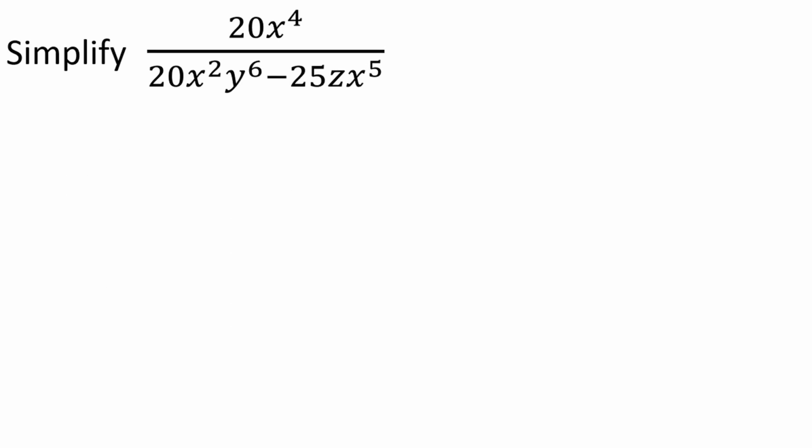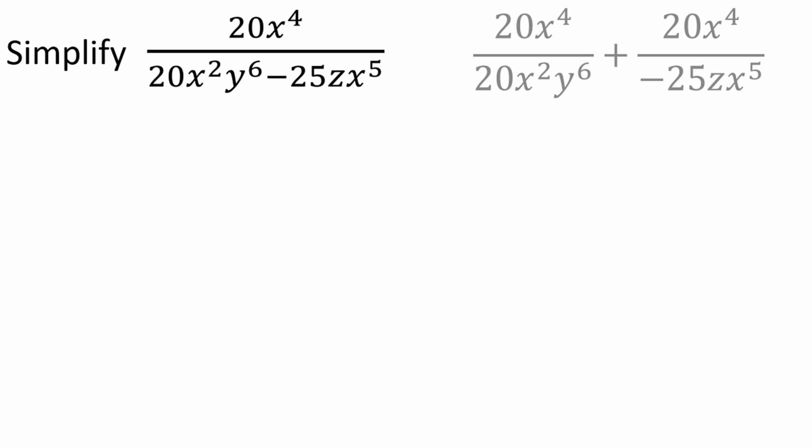Let's try this one, which is 20x to the 4th divided by (20x squared times y to the 6th minus 25zx to the 5th), which we would like to simplify. What you don't want to do, and what I know some of you will be tempted to do, is to split this into two fractions. This is not equal to 20x to the 4th divided by 20x squared y to the 6th plus 20x to the 4th divided by negative 25zx to the 5th. You can only split up a fraction like this if you have terms added or subtracted in the numerator, not in the denominator.